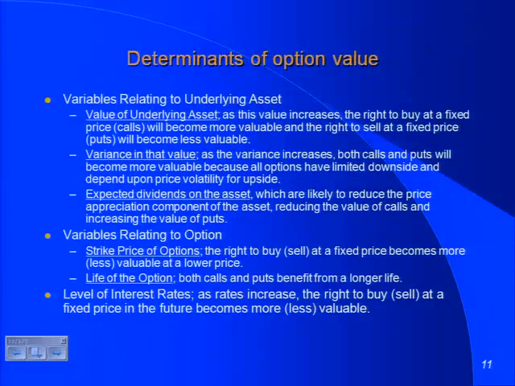The first, of course, is the value of the underlying asset. As the value of the underlying asset goes up and down, the value of your option will go up and down as well. If it's a call option, it will rise with the value of the asset. If it's a put option, it will go in the other direction. The second variable that drives the value of an option is uncertainty about the value of the underlying asset.